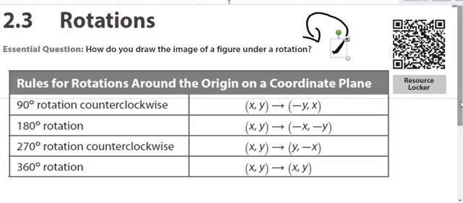So, and the rules are as follows: you switch them and make it negative. First, make the y negative. For 180, you just change both signs. For 270 degrees counterclockwise, they switch places, but the x, which moved, becomes negative. And then 360, you're back where you started, nothing changes there. So 4 rules that we will refer to.